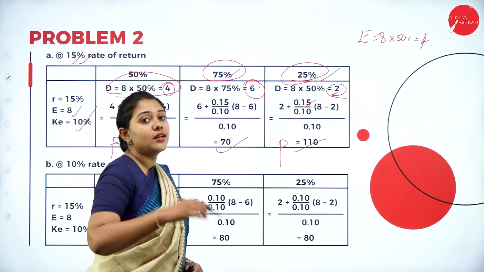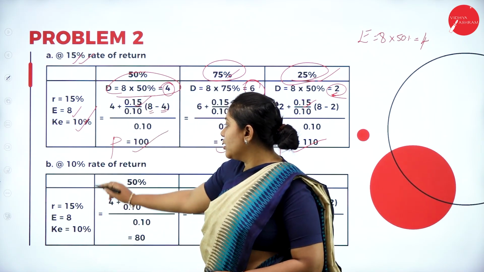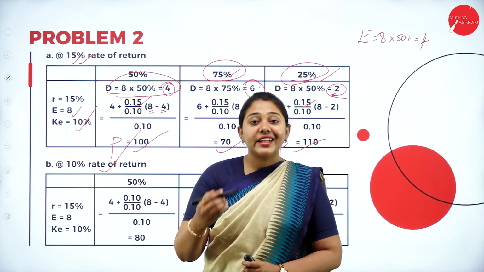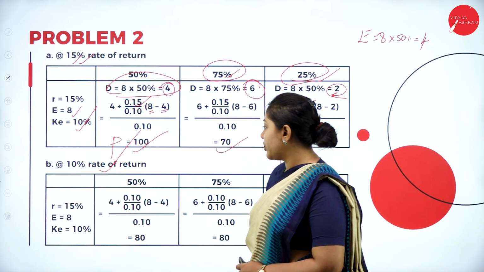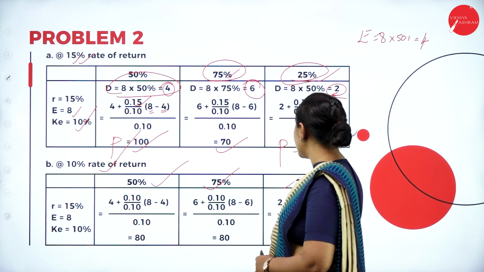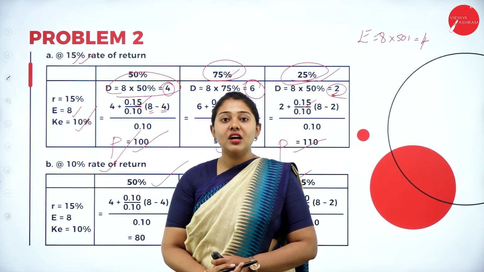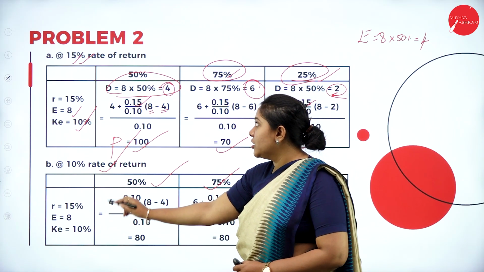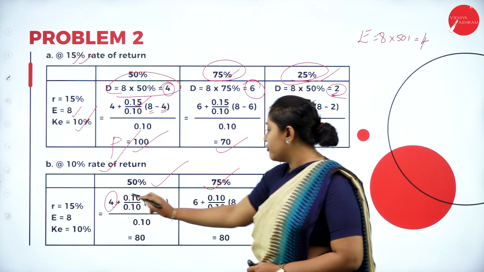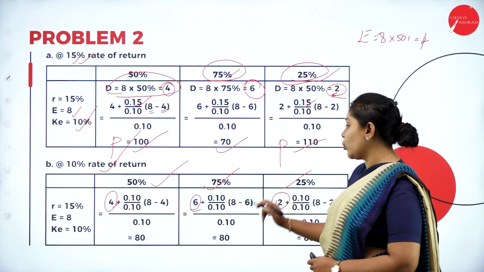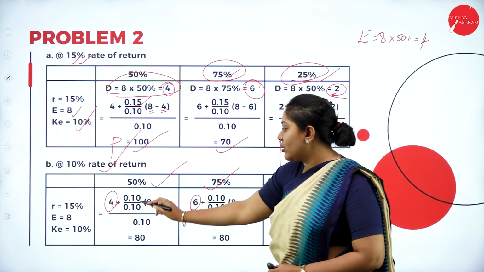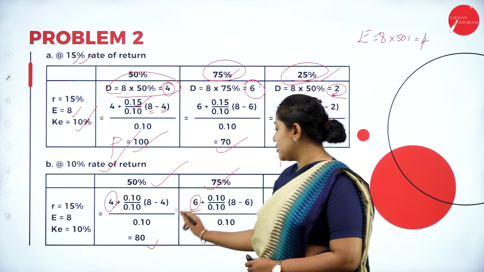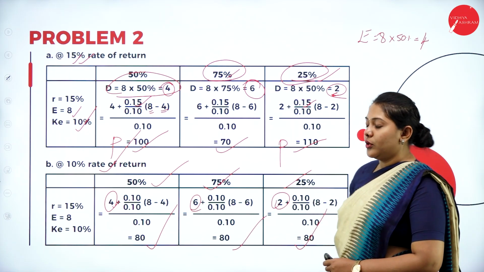Next, the second case is all about the 10% rate of return. When the rate of return is 10%, and the dividend payout ratio is 50%, 75% and 25%, what will be the answer? With a 10% rate of return, your dividend per share is 4 rupees, 6 rupees and 2 rupees. We have taken all the values as per the formula. If we substitute, the answer you get is 80, 80, 80 rupees.